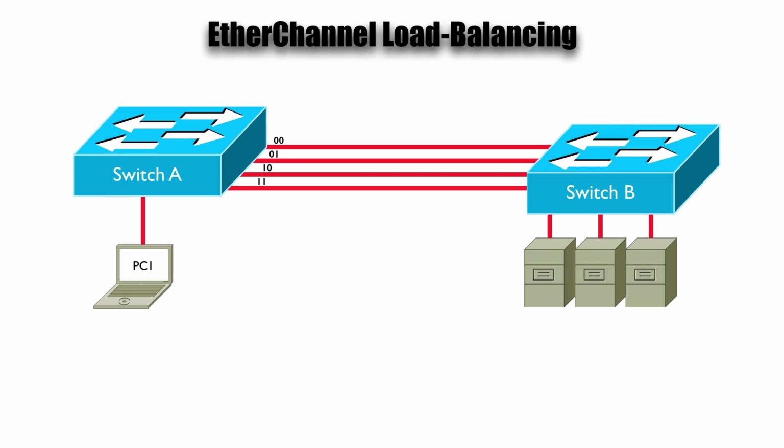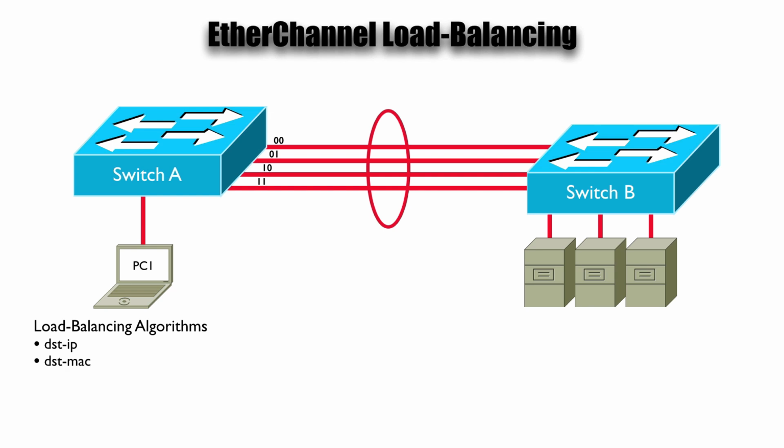However, it depends. It depends on the load balancing algorithm that we're using. So let's say that we've got an EtherChannel created. We've bundled these 4 physical connections together. What options do we have for load balancing? One option is based on the destination IP address. The switch can look at the destination IP address and look at the last 2 bits or the last 3 bits if we have 8 physical connections to determine what path is going to be taken.